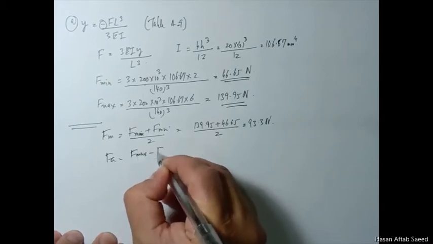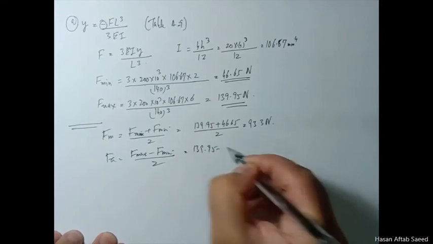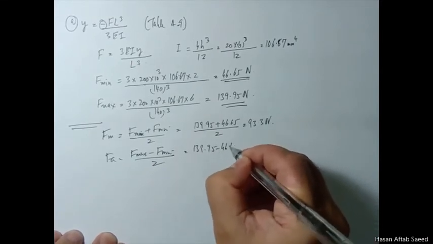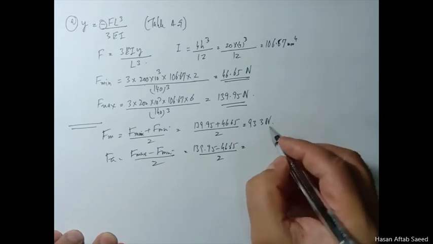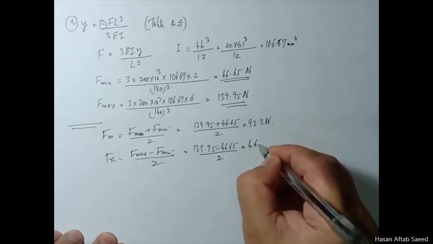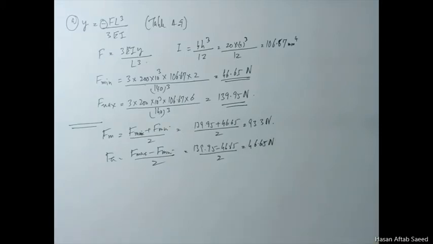F max minus F min over 2, this is 139.95 minus 46.65 over 2, this is 46.65 newtons. So this is FA and FM calculated. Now we move on to the stress part.